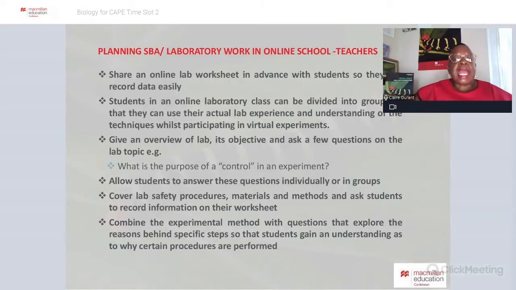Now, in planning the SBA or laboratory work in online school, if you share an online lab worksheet in advance with students, it helps them to record data easily and keep themselves organized. And students in an online laboratory class can be divided into groups so they can use their actual lab experience, because some students would have had the opportunity to do actual labs. And if they are in a group with their colleagues who might not have as much experience as them, they can help them as well.